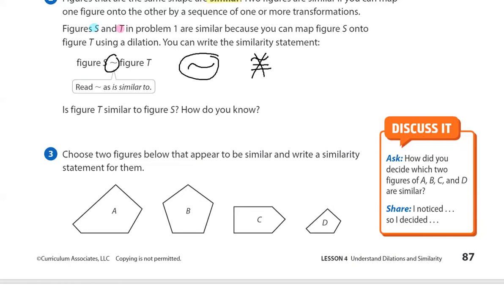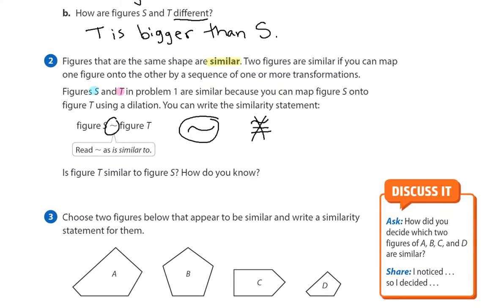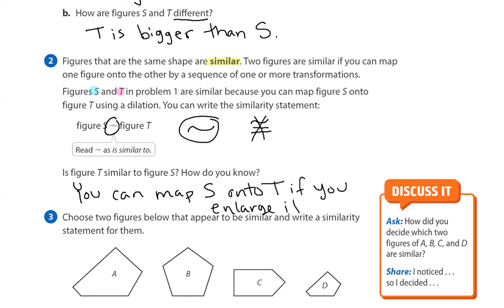And it asks us here, is figure T similar to figure S? How do you know? Well, if we look at our definition up here, it says two figures are similar if you can map one figure onto the other. So you can map S onto T if you enlarge it. Ta-da!